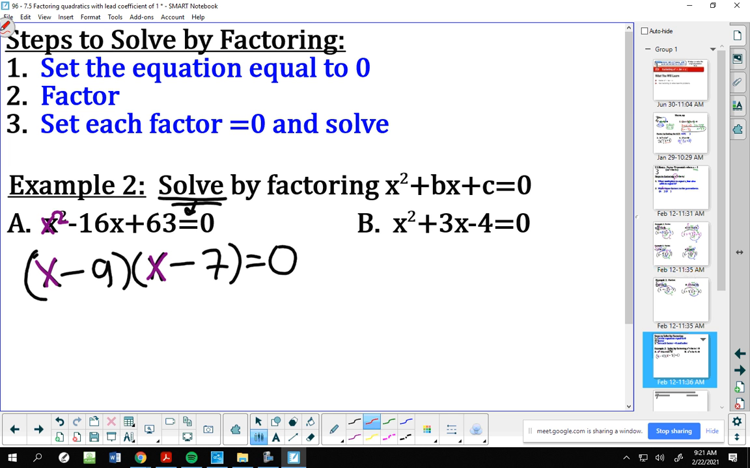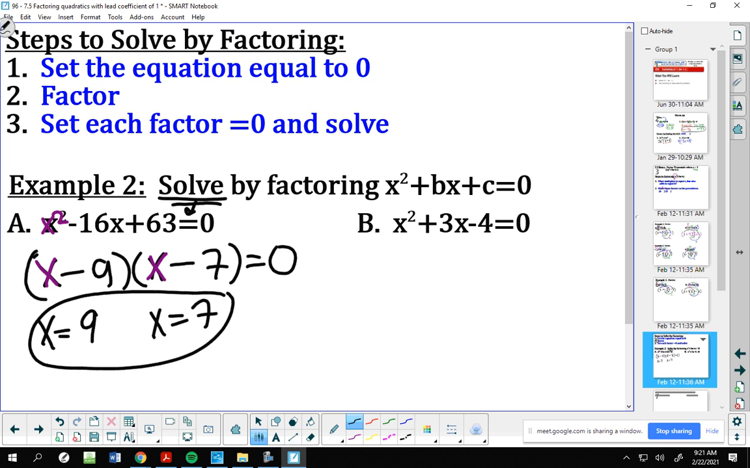All right, set each factor equal to 0. So we'll add 9 to both sides, and we'll add 7 to both sides, and we got our solutions 9 and 7.